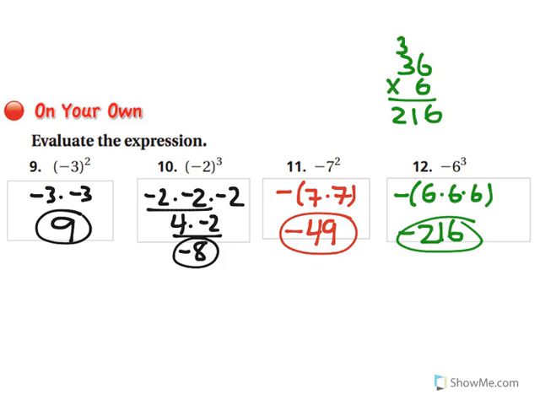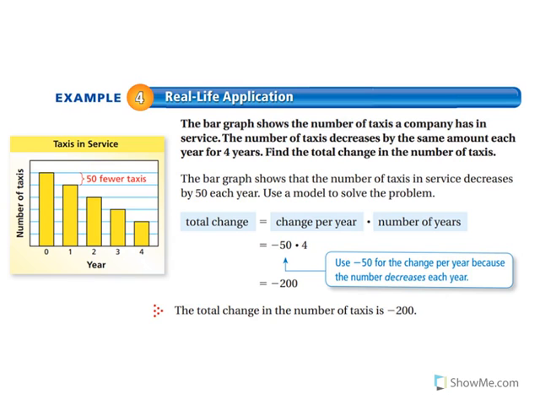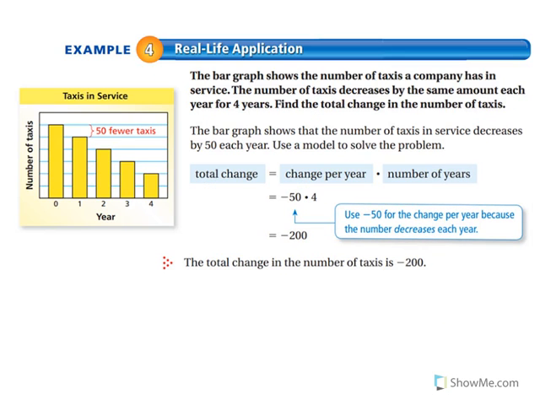All right. Hopefully you came up with the same type of answers. Let's go ahead and move on to our final example. So in this example, it says the bar graph shows the number of taxis a company has in service. The number of taxis decreases by the same amount each year for 4 years. Find the total change in the number of taxis.